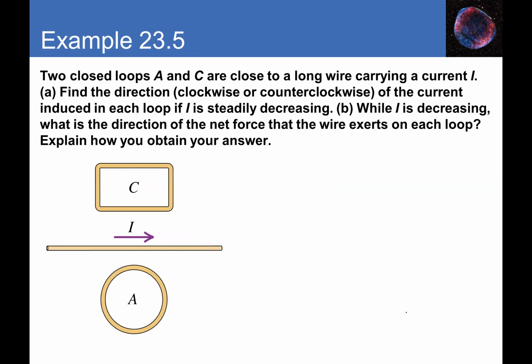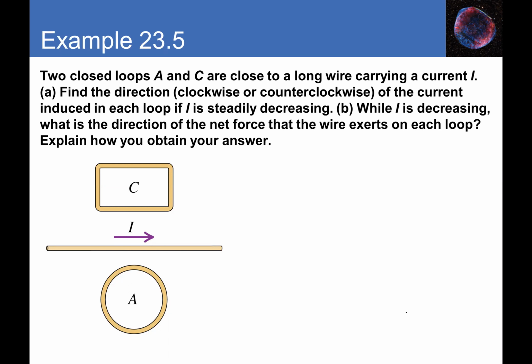All right. Another example: you have two closed loops, A and C, close to a long wire carrying a current I. That means we have one straight current-carrying wire, with a current running through it. And then we have two loops, above the wire and below the wire, and they're not connected to anything.